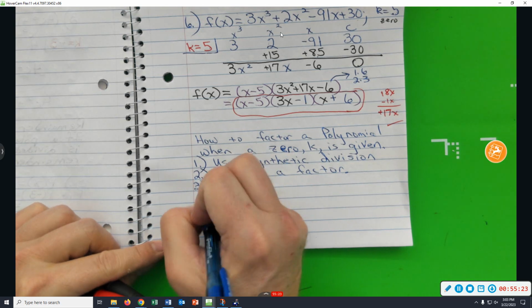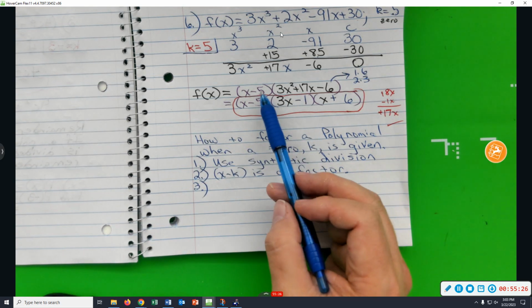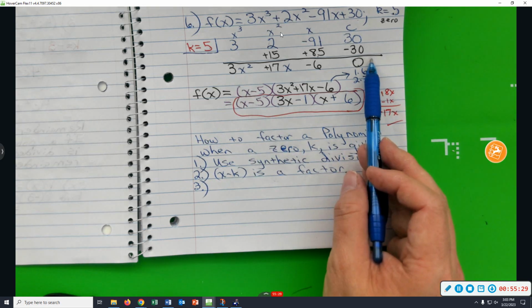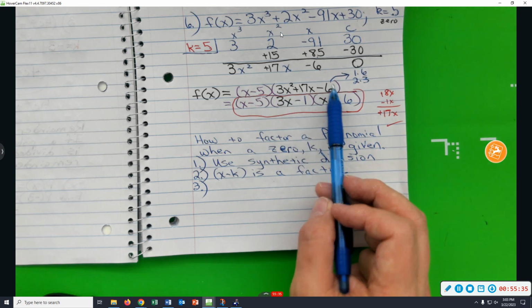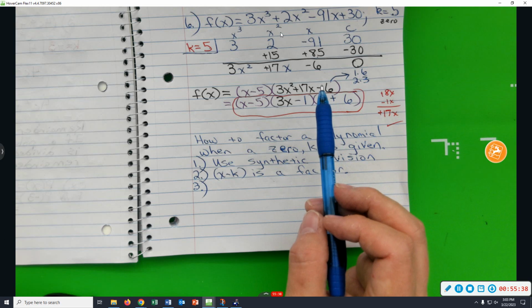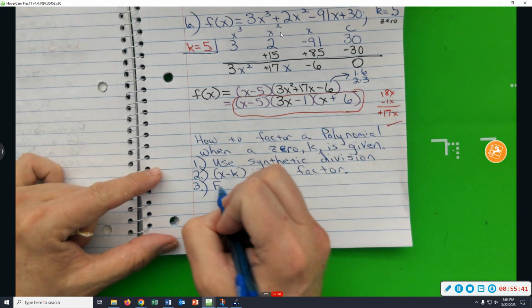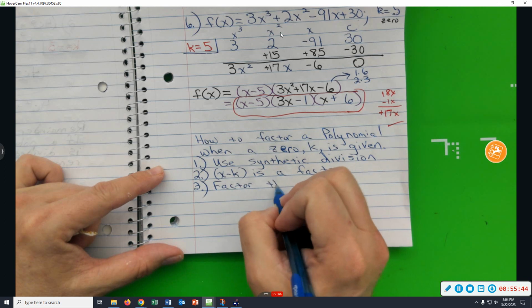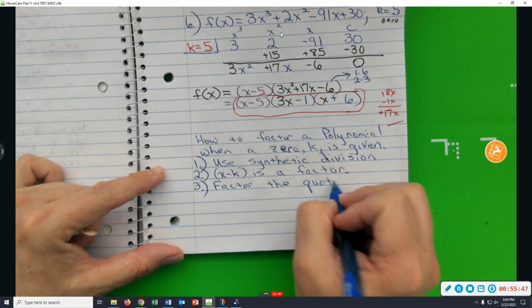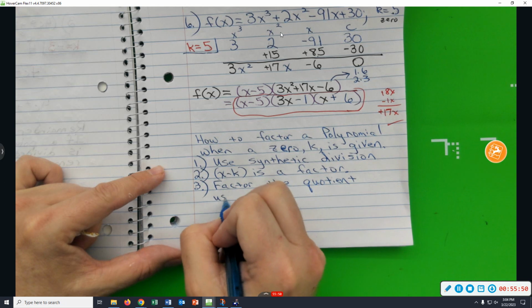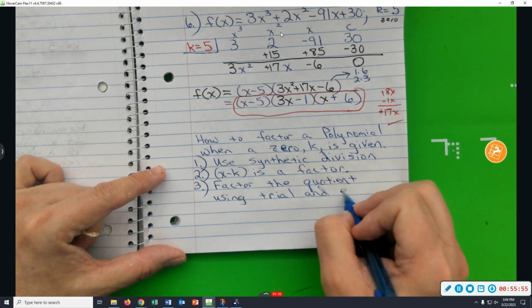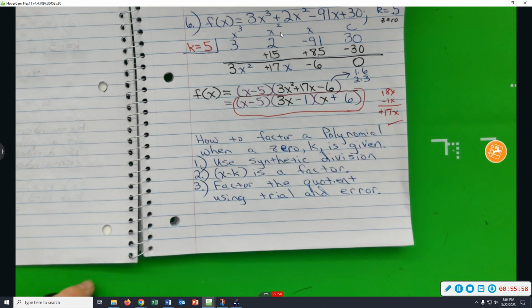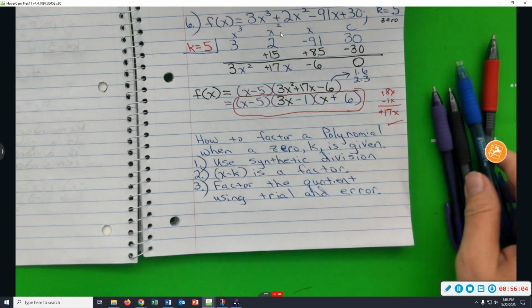And what do we do after we did that? Okay, once we use synthetic division, we had a quadratic expression remaining, and so we factor the remaining quadratic expression, the quotient, using trial and error. So the final answer will have 3 sets of parentheses. Write it out. Yeah, final answer.